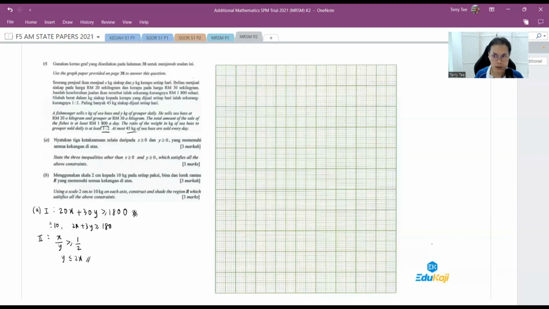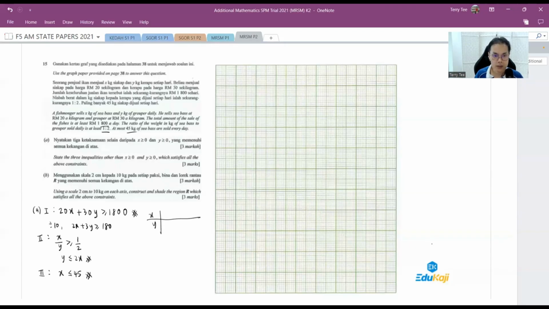So that's the second inequality. My third inequality will be at most 45 kg of sea bass are sold every day. So x at most means less than or equal to 45. This one is a single inequality, it's a straight line. Okay, so I'm going to draw a table of values here before we draw the graph.